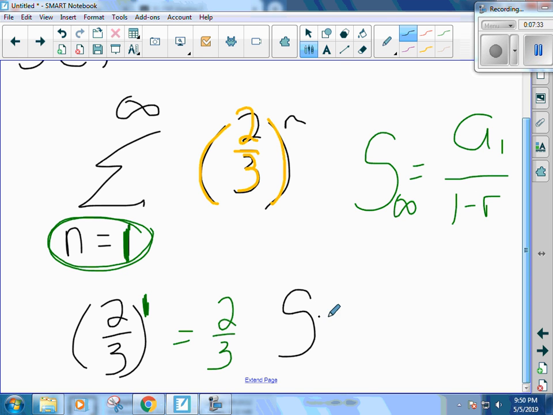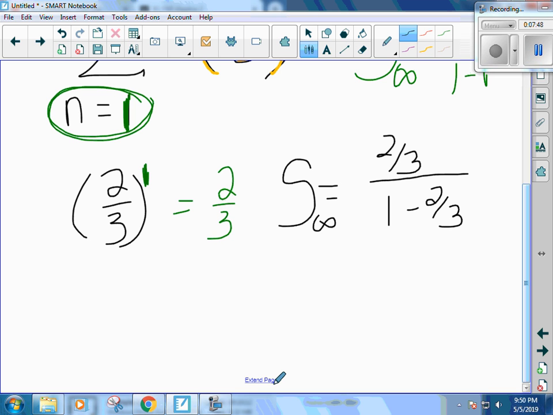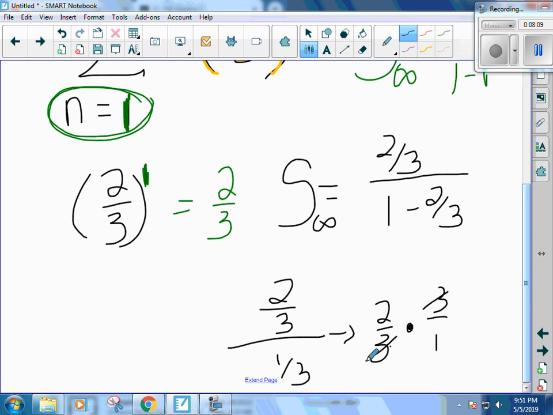So the sum of an infinite series, where my first term is 2/3, and 1 minus my ratio of 2/3. You can type all that in the calculator, but let's do it by hand. I'll take 2/3 divided by 1 minus 2/3 is 1/3. Keep, change, flip. Numerator to denominator cancels, leaving me with 2. Okay. And that is lesson 9.5.